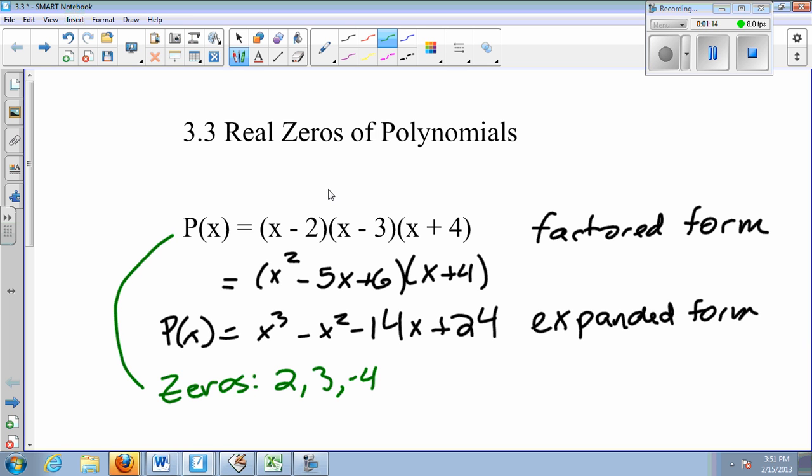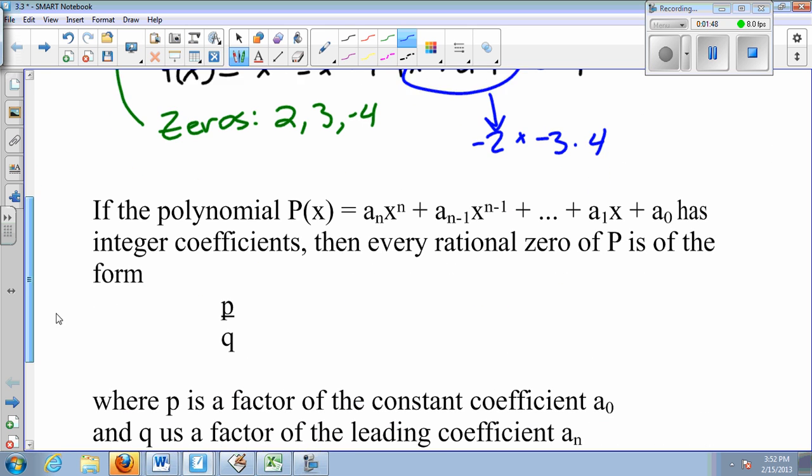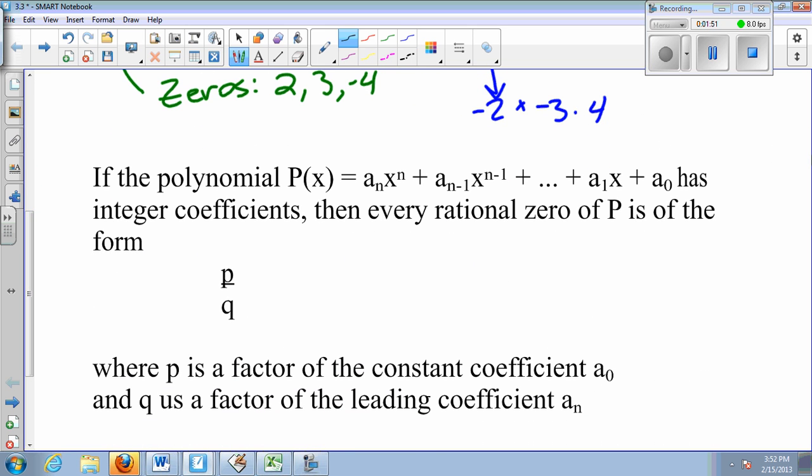But when we see the expanded form, we can see that the constant 24 is found by multiplying negative 2 times negative 3 times 4, which are the opposites of the zeros. So this means that the zeros of the polynomials are all factors of the constant term. So this brings us to a general observation named the rational zeros theorem.